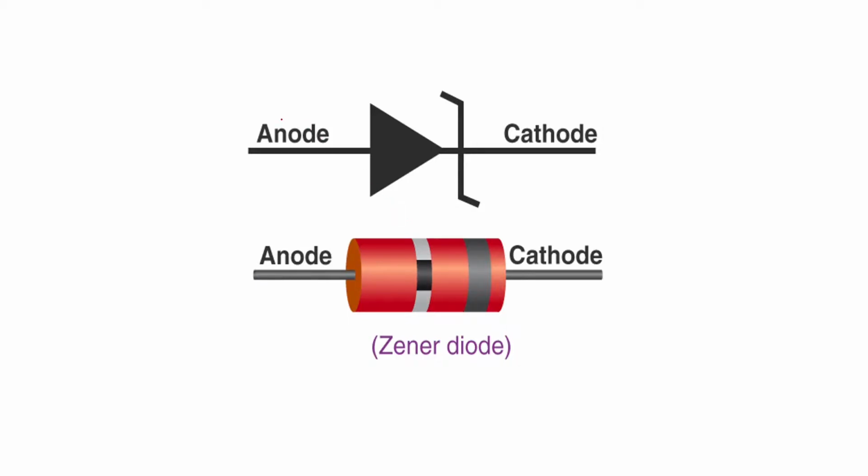One more symbol you can see here. Again, we have shown anode as one terminal and cathode as the other terminal. In the second image, we have shown the real available Zener diode. On this Zener diode, you can see a strip. The terminal which is near that strip will be taken as cathode, and the terminal away from the strip will be taken as anode. So you have the two terminals named anode and cathode.